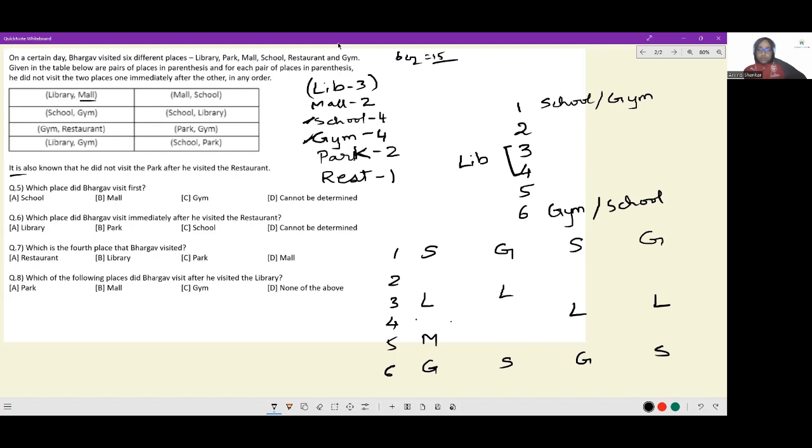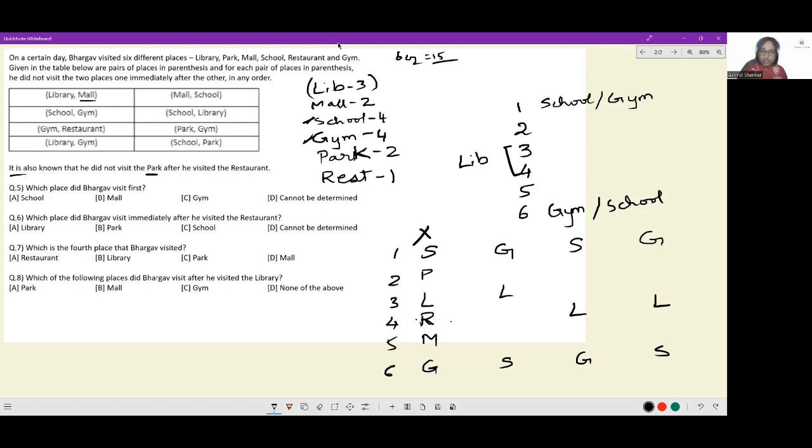This is done. And now we were also told he did not visit the park after he visited the restaurant. So park has to be first and restaurant has to be next. We have got one case. Once you have generated this case, go back and check if any condition is getting violated. Library and mall are apart. Mall and school are far apart. School and gym are far apart. School and library are far apart. Gym and restaurant are far apart. Park and gym are far apart. Library and gym are far apart. School and park are not far apart. School and park are next to each other, which makes this an unacceptable case.